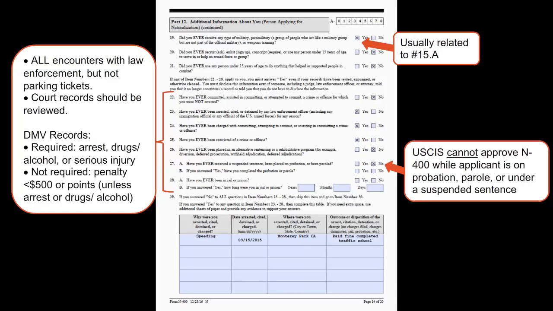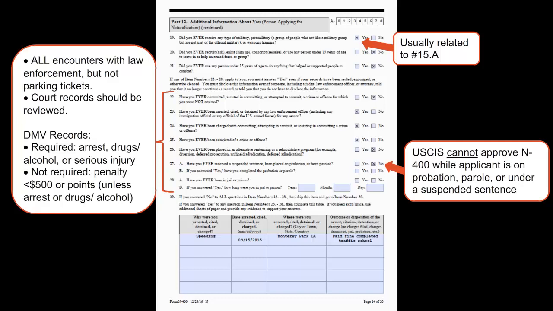Continuing on to page 14, question number 19 asks about military and weapons training. So this is usually in conjunction with question 15A. If that one is marked yes, this one is usually marked yes as well. If they did receive military training, they also typically receive weapons training or training on how to use a gun. You can attach this explanation on a continuation sheet.